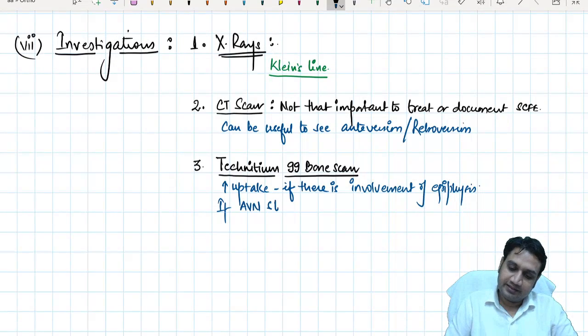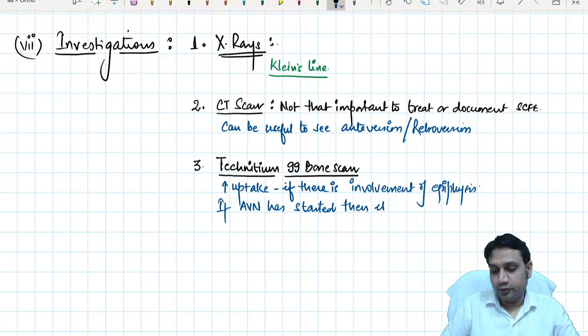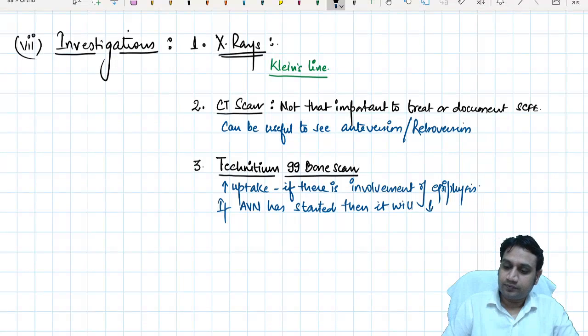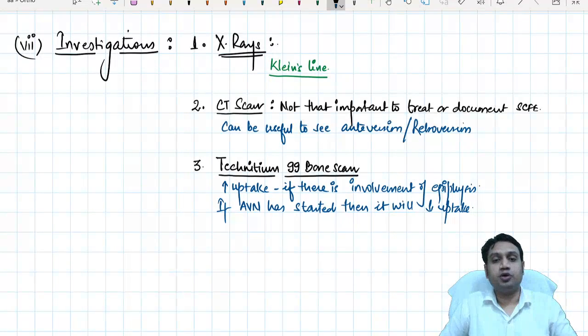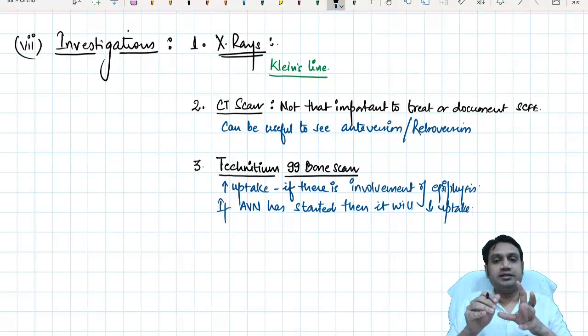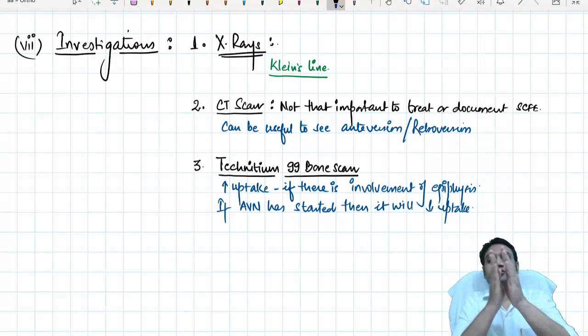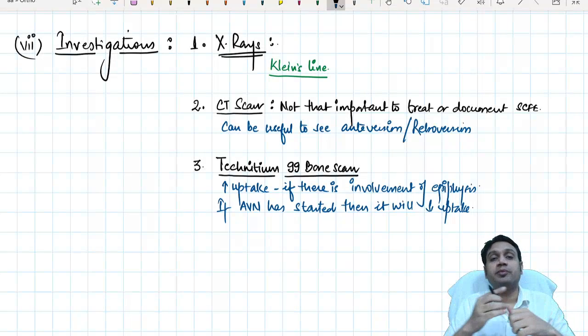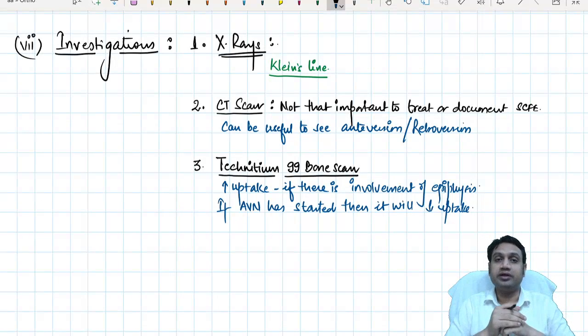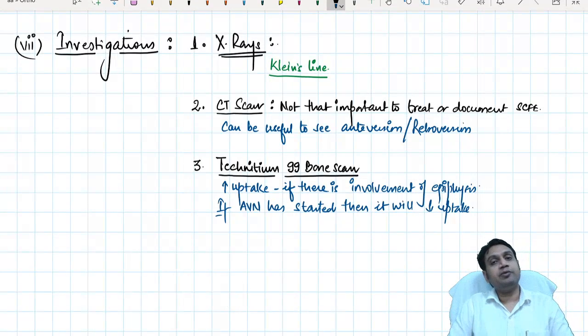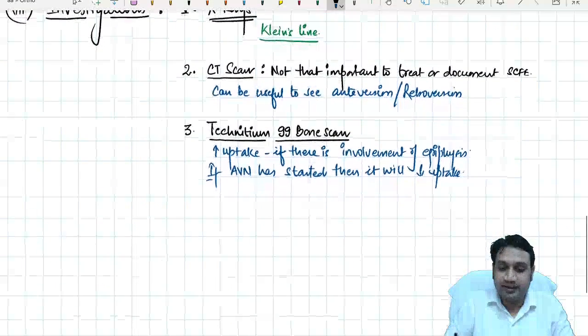If AVN has started, then it will show decreased uptake, right? So when initially there is an inflammatory response, increased uptake will be seen in the initial phases of SCFE. As soon as AVN develops, because the epiphysis and the metaphysis are away, there is some compromise of the vascularity, so that can lead to avascular necrosis. If AVN starts at any point of time in SCFE, the uptake will be decreased.